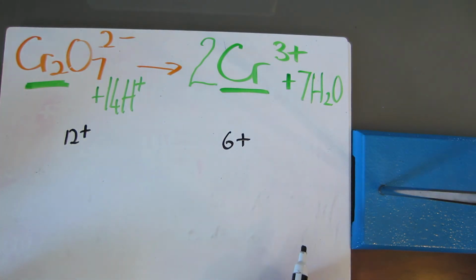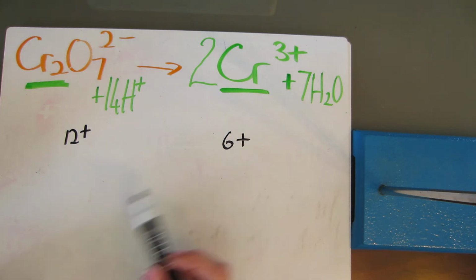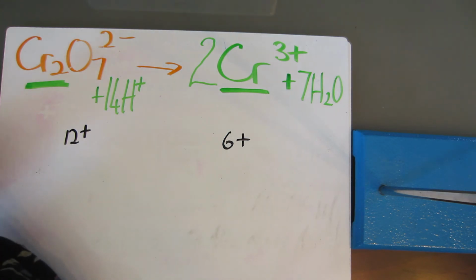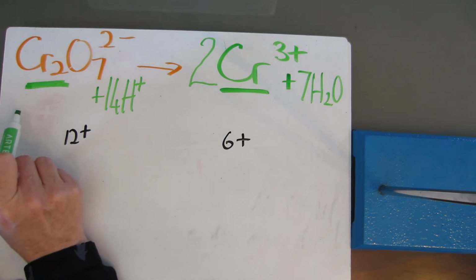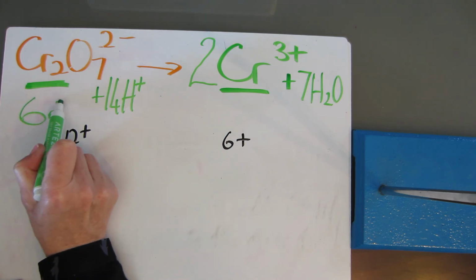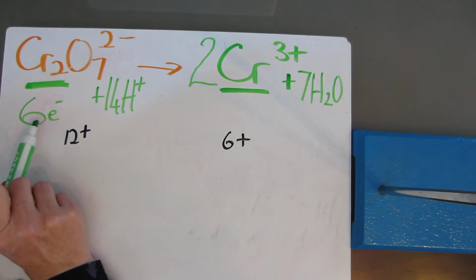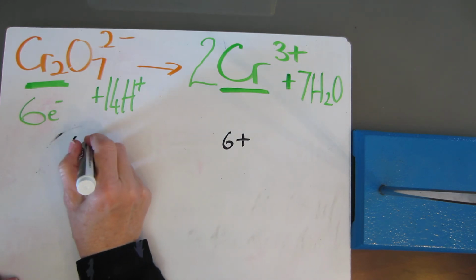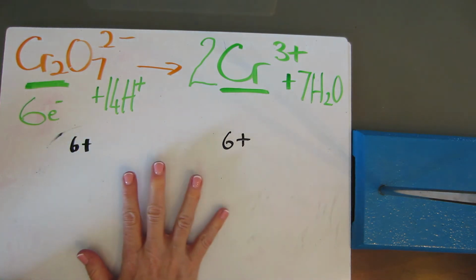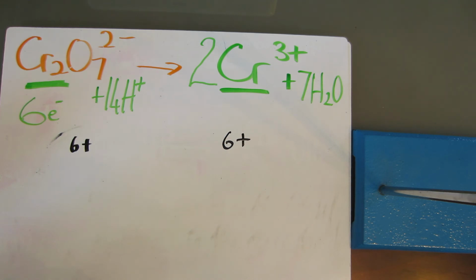So, what was our rule? What do we have to do? Add electrons to the more positive side until both sides of the equation have the same charge. So how many electrons do we need to add? We're going to add electrons to this side. And how many electrons do we need? We need 6 electrons. 12+ and 6- gives me an overall charge of 6+. So this half equation is okay now.